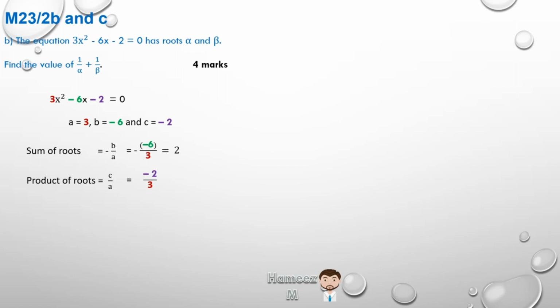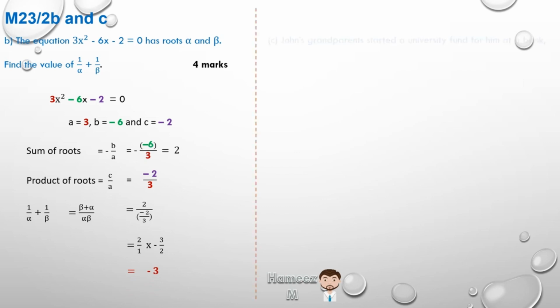So we want to find for 1 on alpha plus 1 on beta. So we're simply adding 2 fractions. So if we add the fractions, the denominator will become alpha beta, and the numerator will be beta plus alpha, which means beta plus alpha is the sum of the roots, and alpha beta is the product of the roots. So we have the numerator and denominator we can substitute. So that will give us 2 divided by minus 2/3, which is equal to 2 over 1 times minus 3 over 2. The 2's cancel, so we're left with minus 3 over 1, which is minus 3. So 1 on alpha plus 1 on beta is equal to minus 3.